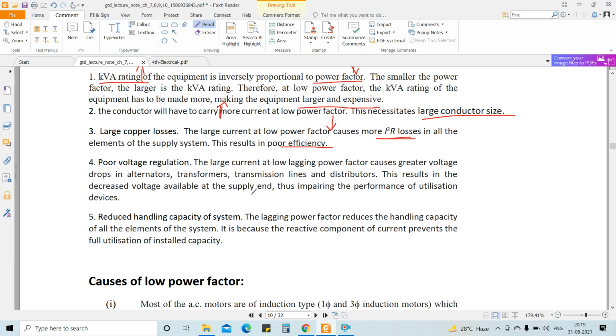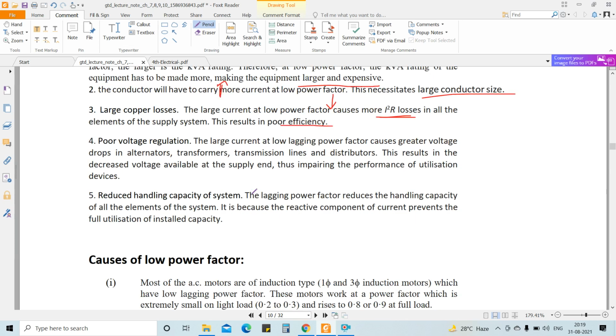Okay, already I told you the voltage regulation formula: the voltage at no load minus the voltage at full load, divided by the voltage at full load, into 100. So from this you can calculate voltage regulation, or you can write (Vs minus Vr) divided by Vr into 100. This is the formula for voltage regulation.